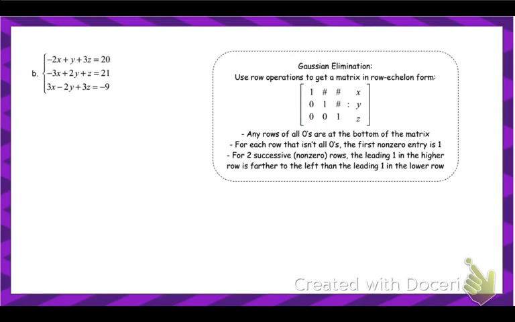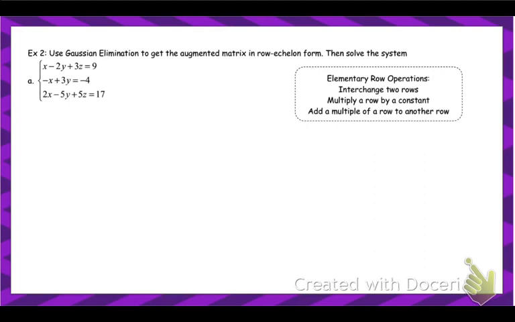And the way we get that, there are basically 3 operations that we're allowed to use. We can swap 2 rows. We can multiply a row by a constant, which also means divide because we can multiply by a fraction. Or we're going to add a multiple of a row to another row. And that's probably the one we'll use the most often. So what we're going to do to start here is we are going to write the augmented matrix.